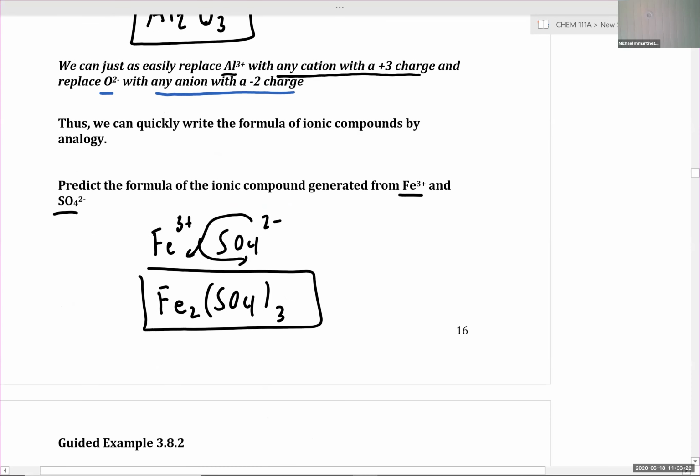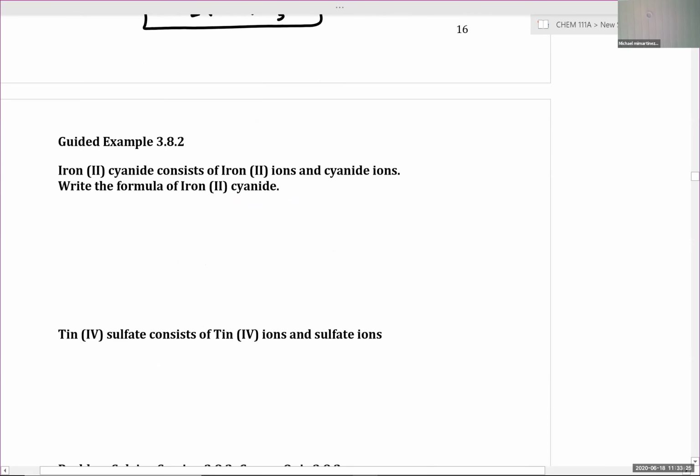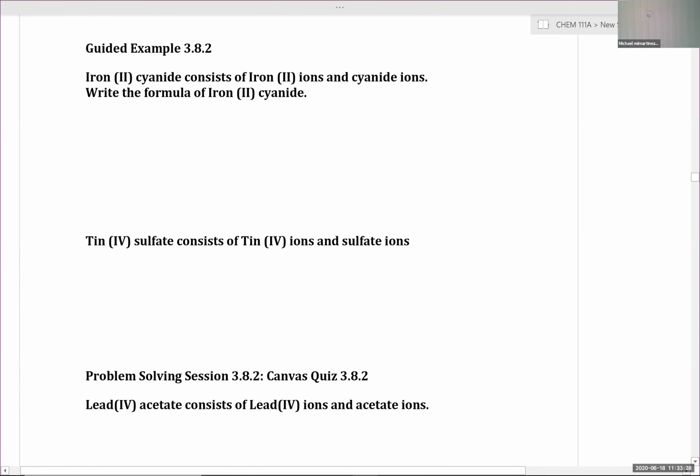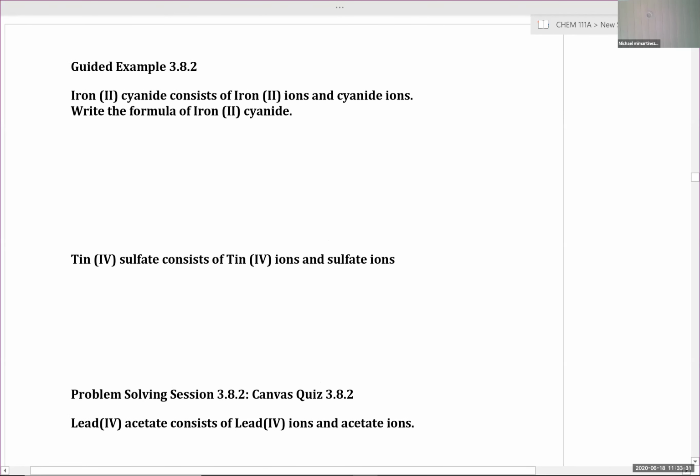So let's showcase some of this utility. Why do we care about this? Well, let's look at these next few examples and let's see where we can begin to try and save some time. So iron 2 cyanide consists of iron 2 ions and cyanide ions. Okay, so based on the name for iron 2 cyanide and based on our rules, what does this Roman numeral tell us? What is the charge of iron based on this Roman numeral? What is the charge of iron? 2+.